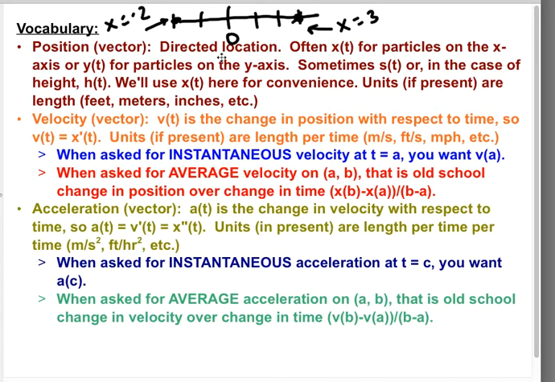If you're asked for the average velocity on the interval from a to b, well, that's actually like a third grade science problem. It's old school, change in position over change in time. So x of b minus x of a all over b minus a.